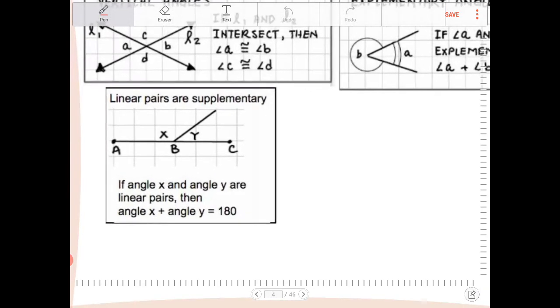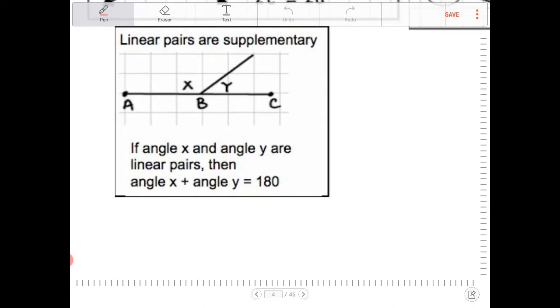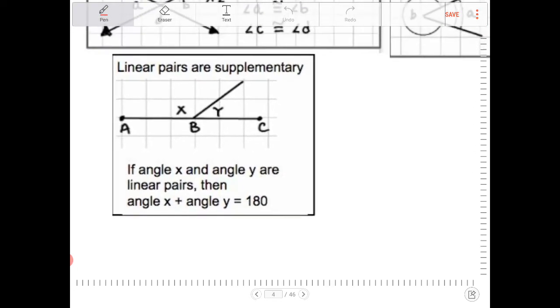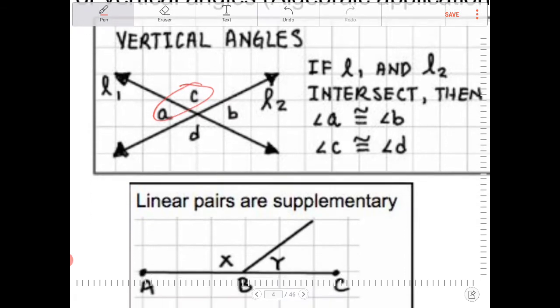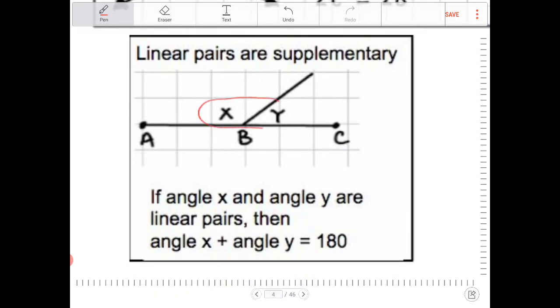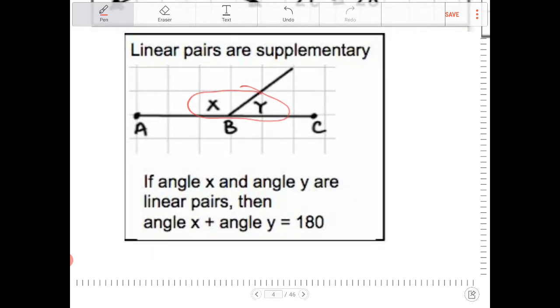Moving on in our concepts here, two angles that are adjacent to one another, so x and y, just like over here where A and C are adjacent to one another, are angles that are a part of a straight line, just like here, x and y. These two angles are referred to as linear pairs. So two angles that form a line, hence the word linear, right? Two angles that form a straight line are said to be supplementary.